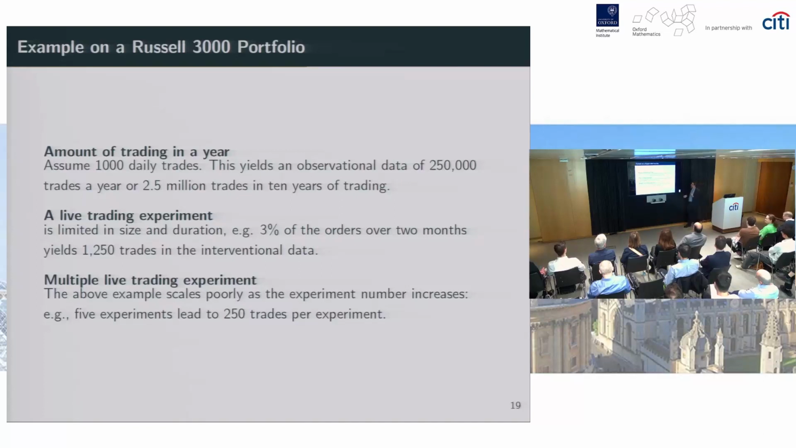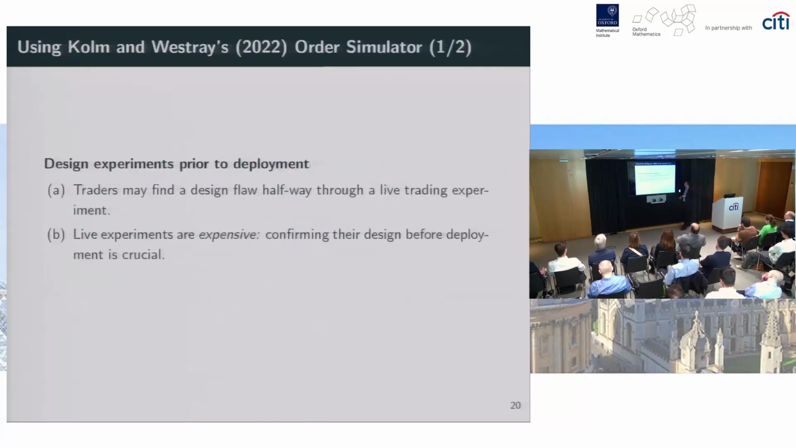So this is the example that is our kind of guiding light. Interventional data: unbiased but small. Observational data: biased but large. So why do we use a simulator? Partly because we don't have access to real life trading data, as in an academic paper. That's kind of not in the domain. But partly also, even if we did, we would still think a simulator is helpful.